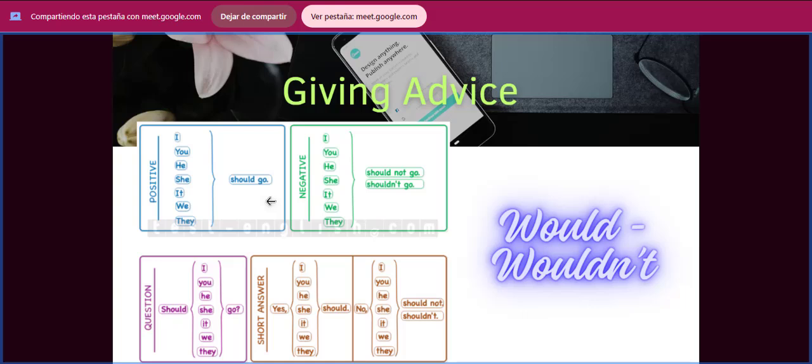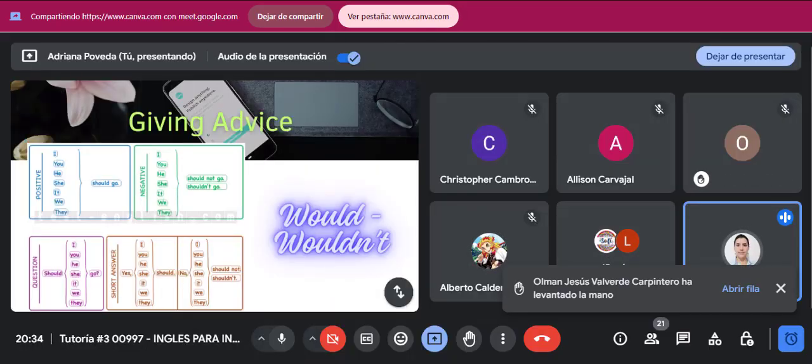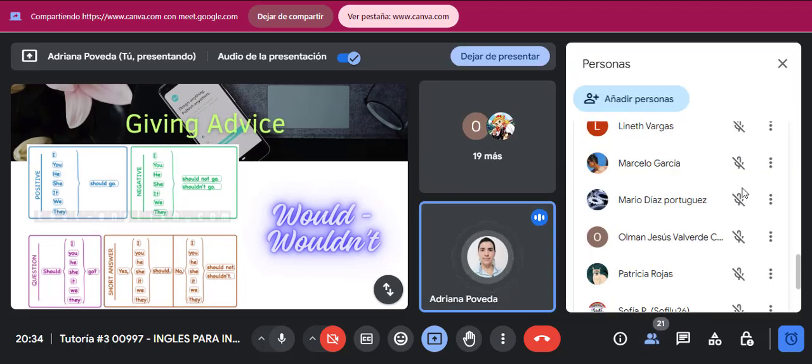¿Ok? Ese es un error muy común. Cuando usan los modal verbs, es muy común que le agreguen ese to. Entonces recuerden, no le agregamos el to. Dígame, Olman.